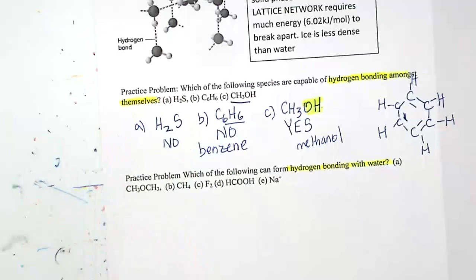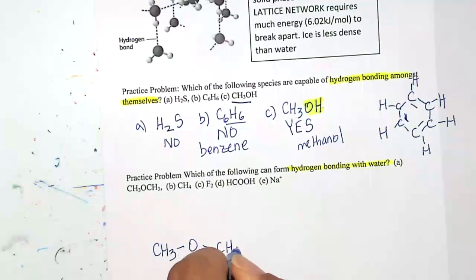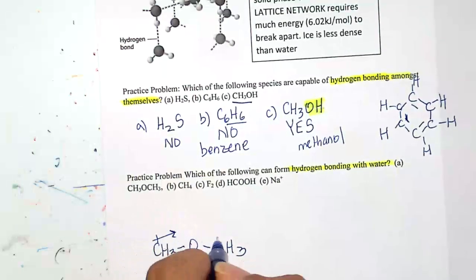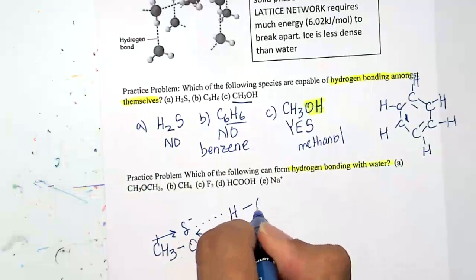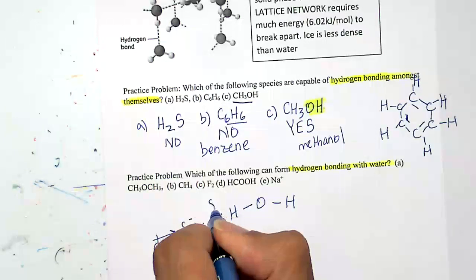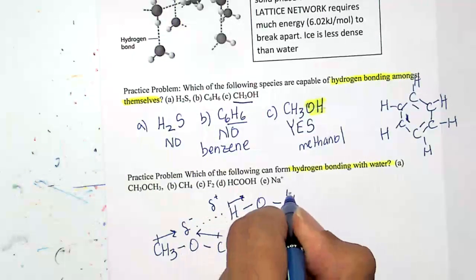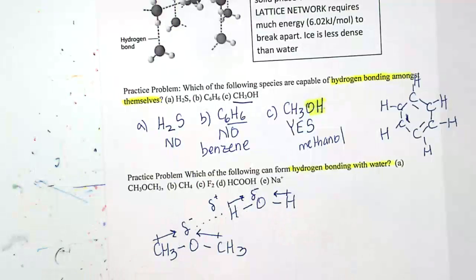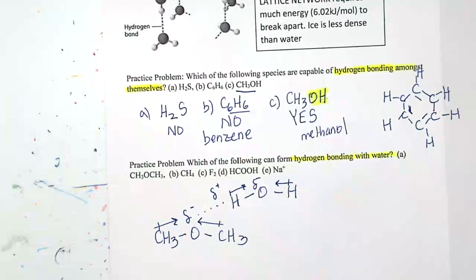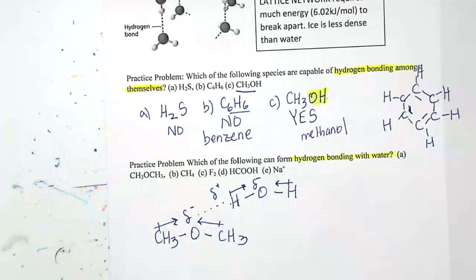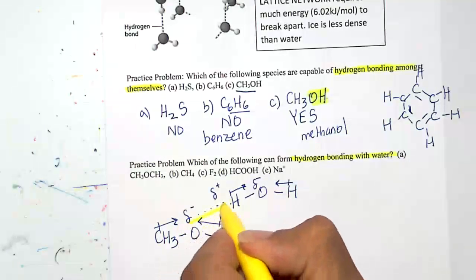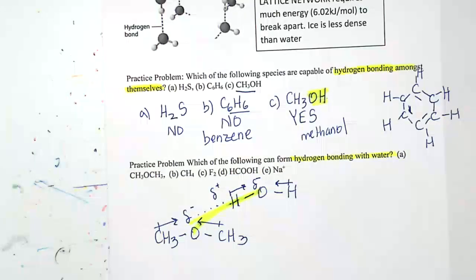All right. Can dimethyl ether hydrogen bond with water? Yes or no? What do you guys think? You think it can hydrogen bond? Okay, yes. Okay. With water, it can hydrogen bond through the O and the H. Okay. You can see that hydrogen bonding interaction here.